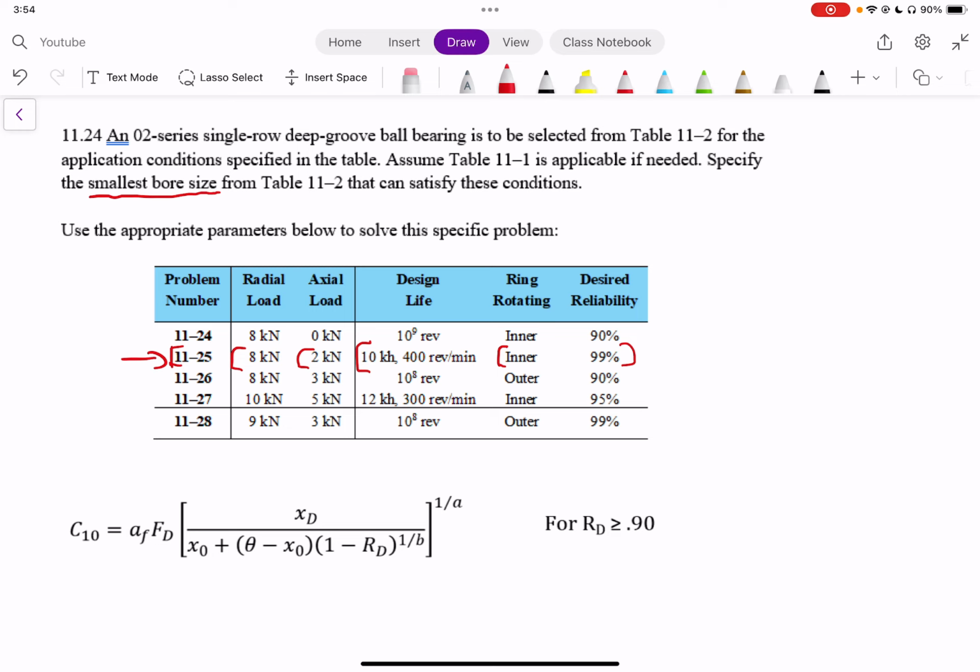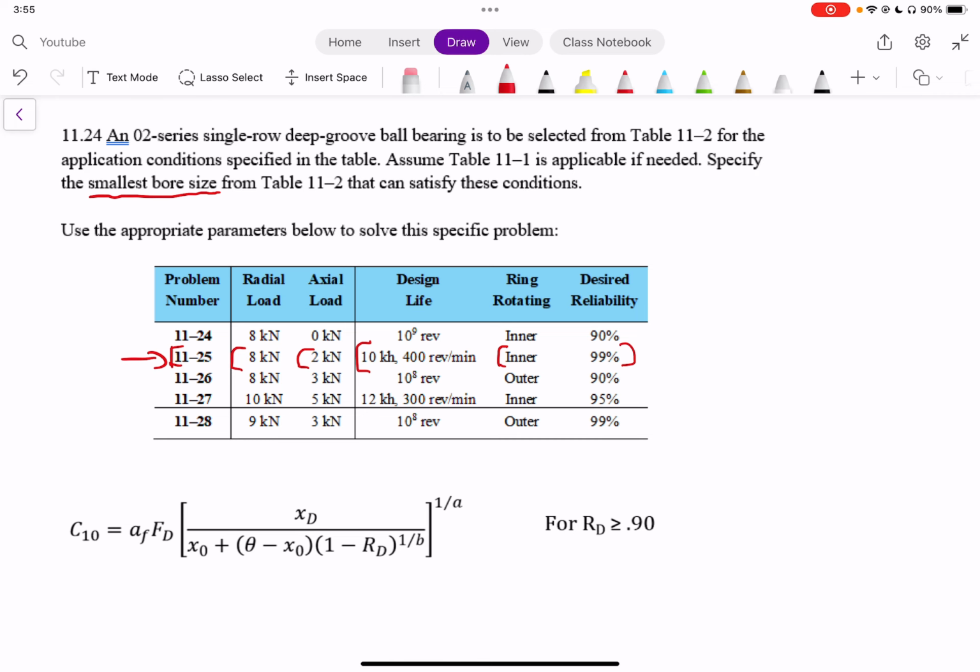And if you want to, in your own time, you can take all of these problems and try to do all of them. And if you want the solutions to those problems, you can reach out to me and I can give you the final answer. So we're going to use the appropriate parameters below to solve this specific problem.